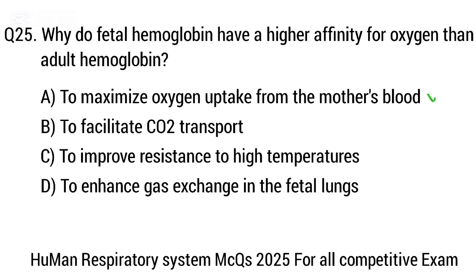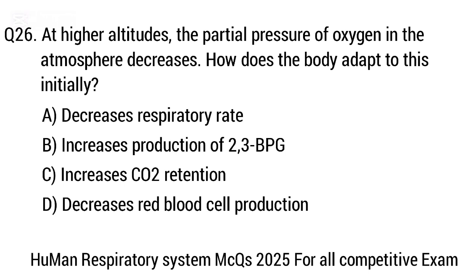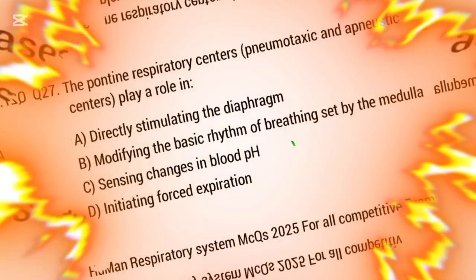The right answer is option A. To maximize oxygen uptake from the mother's blood. Question 26. At higher altitude, the partial pressure of oxygen in the atmosphere decreases. How does the blood adapt to this initially? The right answer is option B. Increased production of 2,3 BPG.